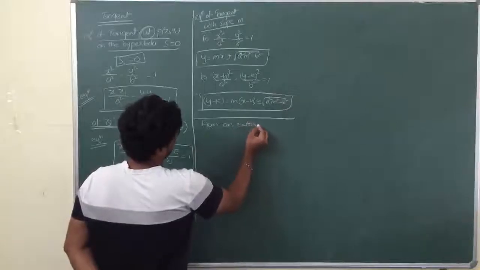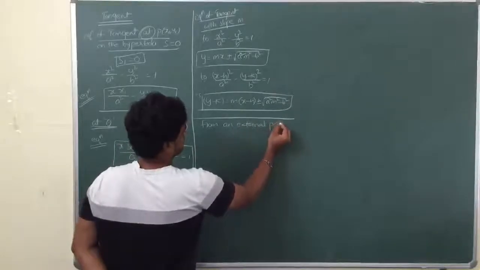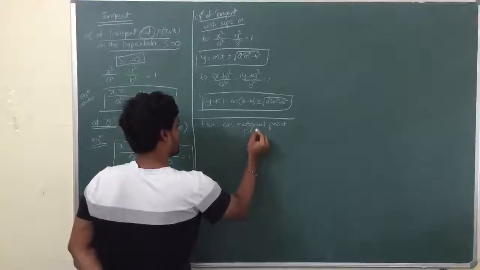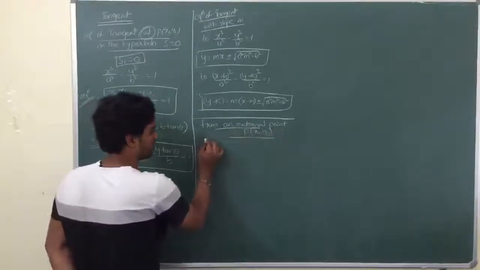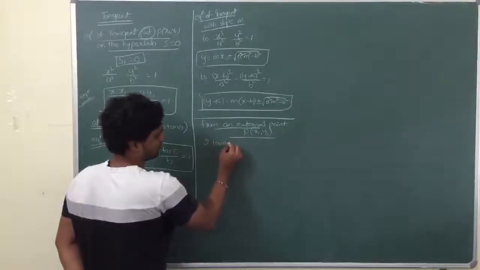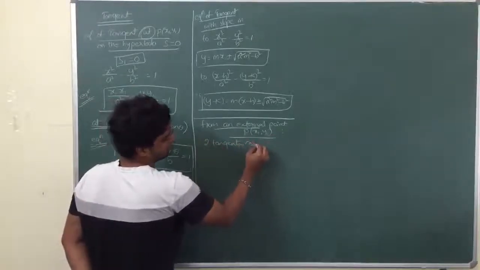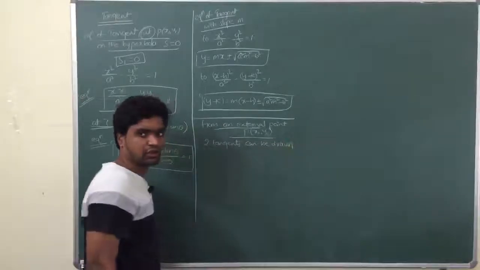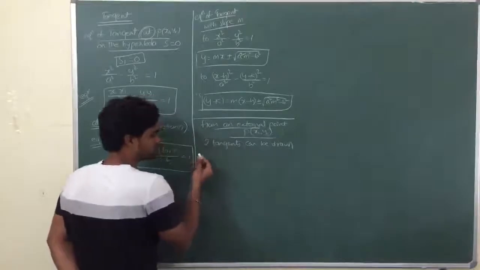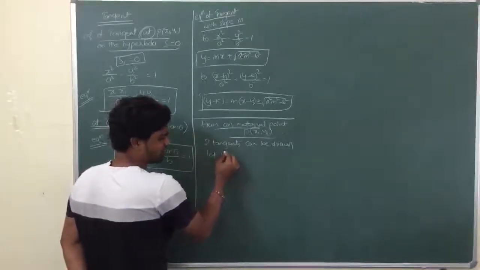From an external point P (x1, y1), two tangents can be drawn, obviously. Now, what is the first step?